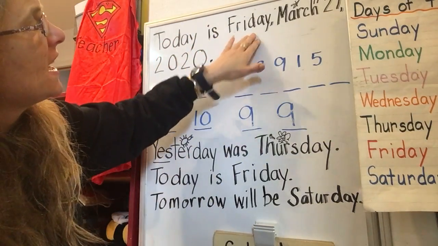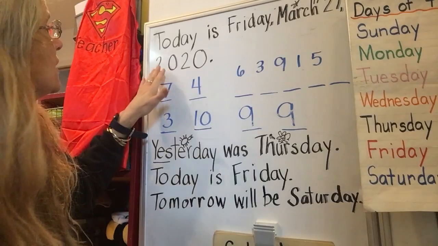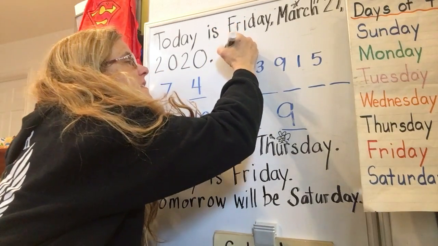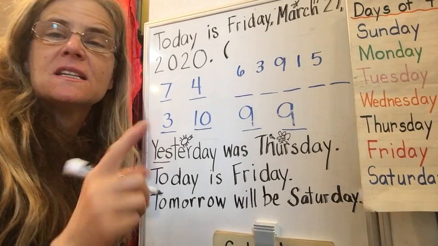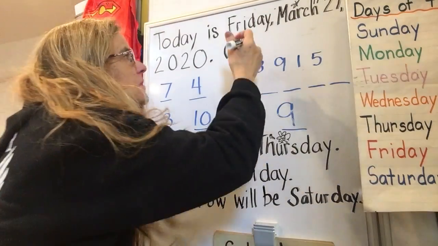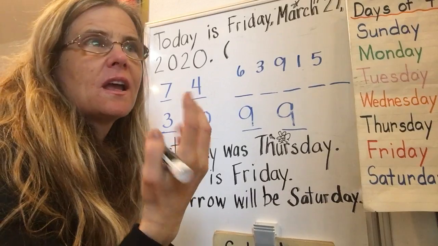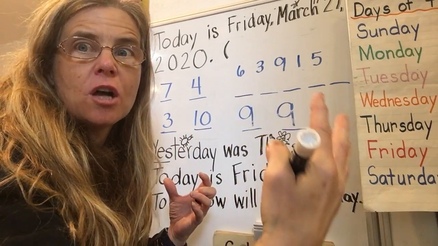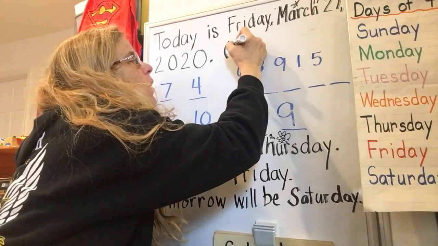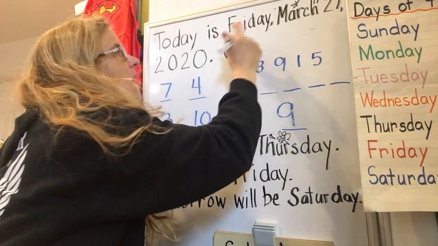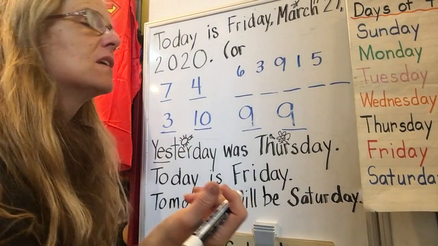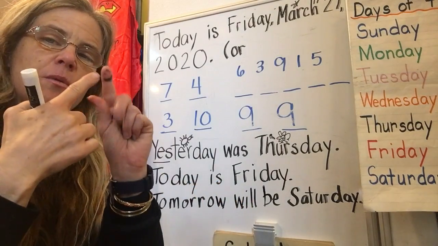Today is Friday, March 27th, 2020. Now I'm going to use my parentheses and I'm going to write the word that means instead of. Instead of writing instead of, which is 2 words, and they're really long, they take up a lot of space, I won't have room for my numbers. So I'm just going to say or. I could write this way, or I could just use numbers, and it's January, February, March.